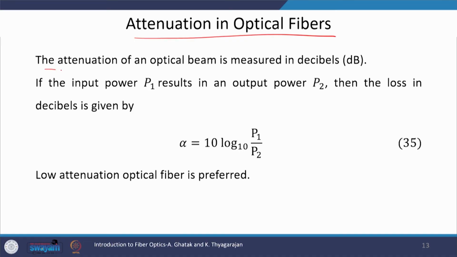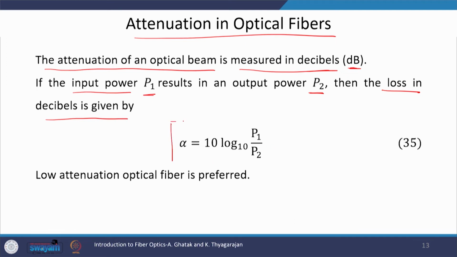The attenuation of an optical fiber is usually measured in decibels. The acronym for decibel is dB, small d capital B. Now, if the input power which is getting coupled into the fiber is P1, and if at the output we receive power P2, then the loss in the fiber in decibel is given by this formula, where loss alpha is equal to 10 log10 P1 by P2. P1 is in-coupling power and P2 is out-coupling power.